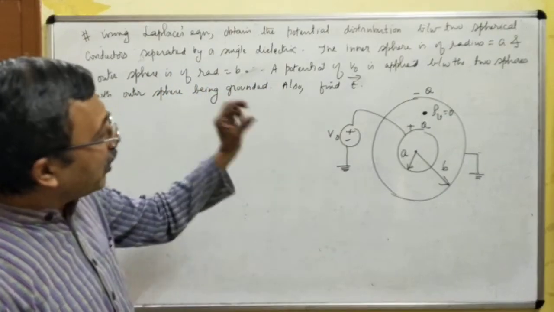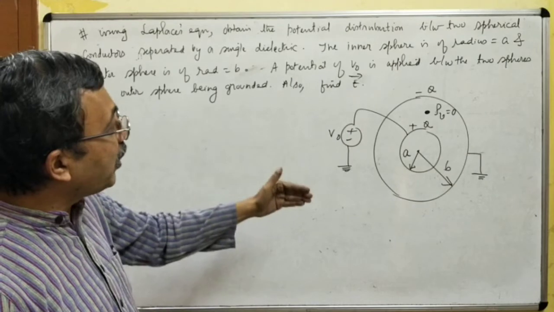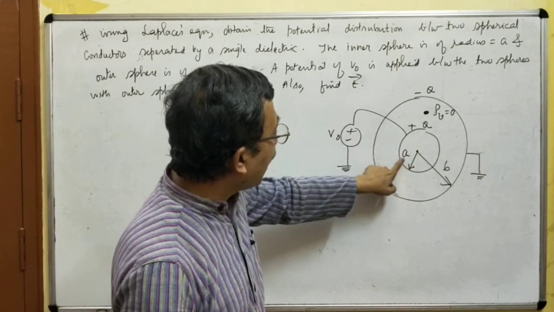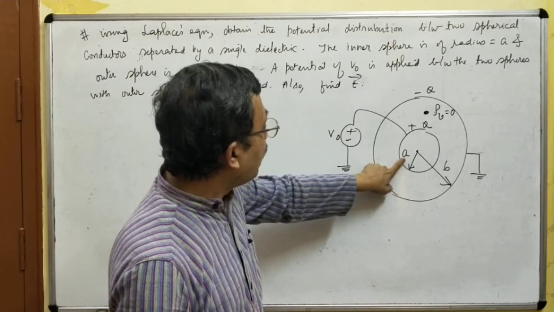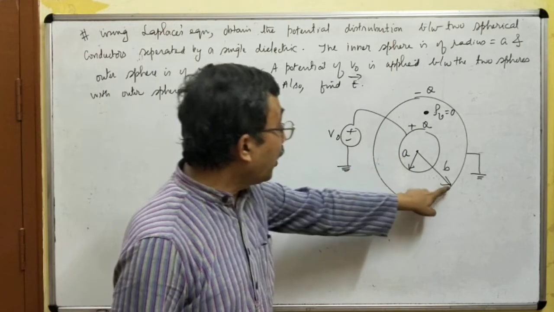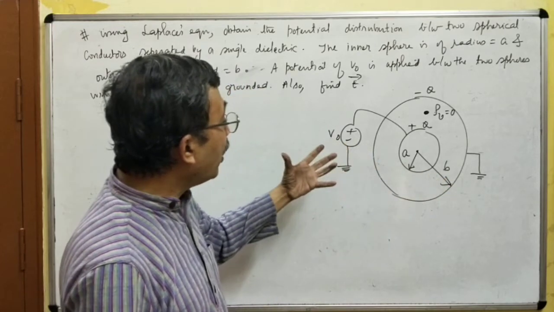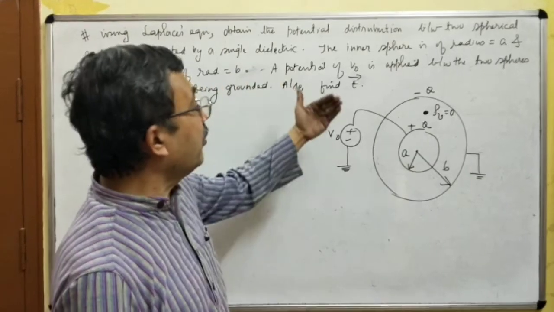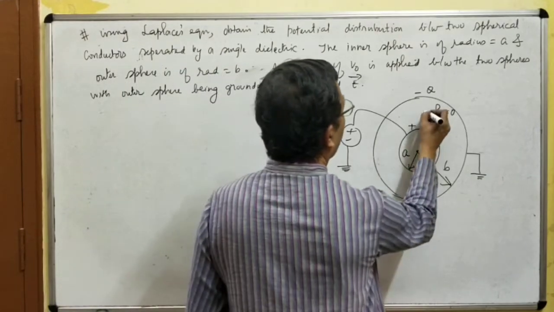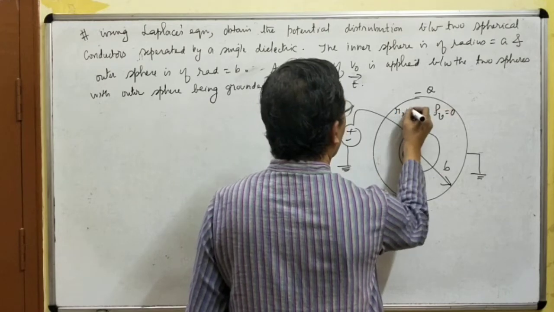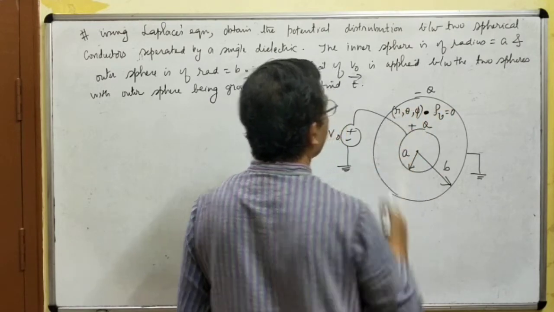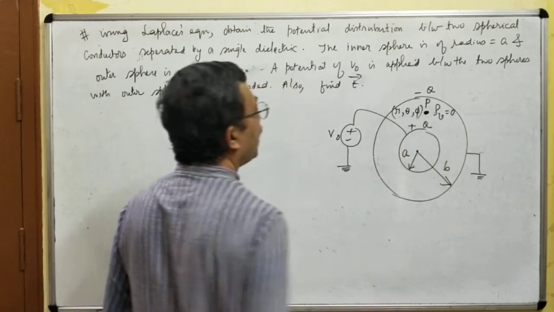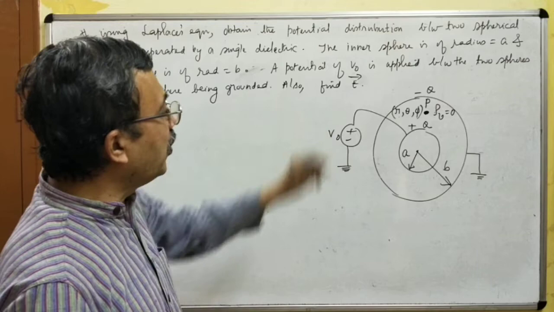Therefore, if you want to find the expression for how the potential varies from V0 to 0: when R equal to A, potential is V0. When R equal to B, potential is what? 0. From R equal to A to R equal to B, how the potential varies is what we have to find. What are the coordinates of point P? Coordinates of point P are R, theta, phi. At point P, rho V is 0.